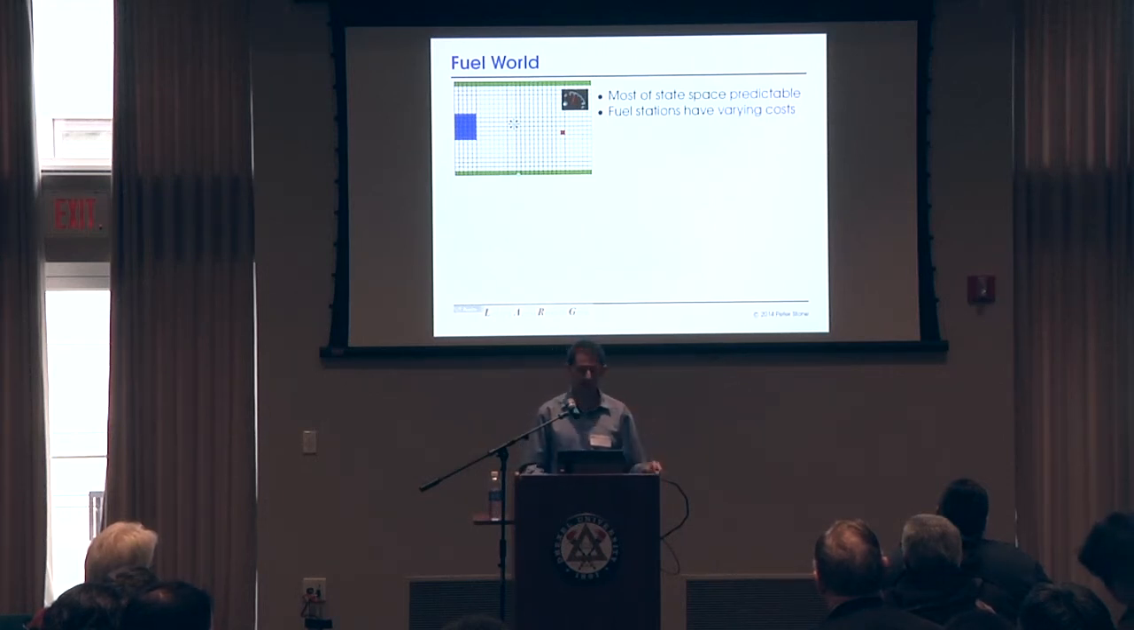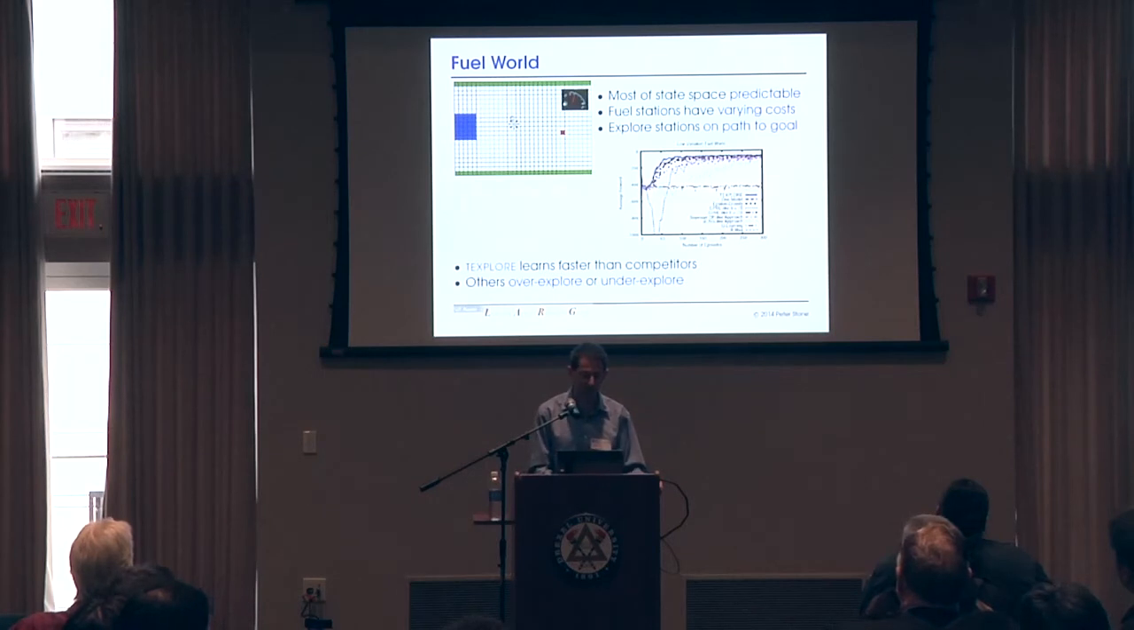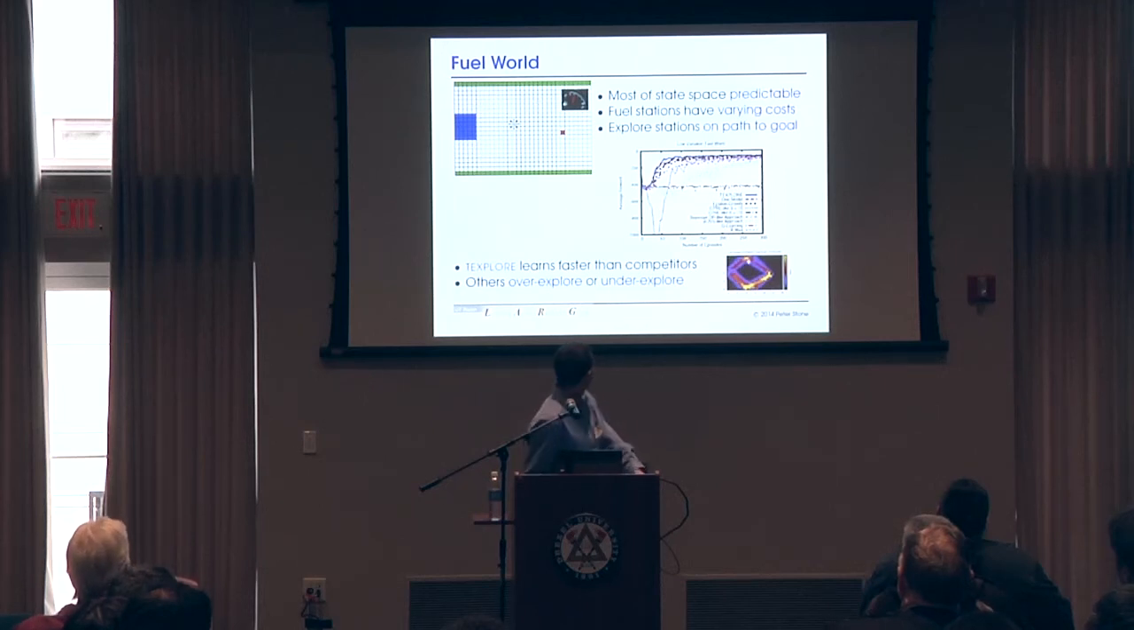And so conceptually, what you want the agent to do is, here's the start state, here's the goal state, and it can't get there directly. You want it to spend most of its time exploring the costs of the fuel stations, and to aggressively build a model of what the world's going to look like in the middle of the environment. And I think I have a video of what the learning ends up looking like.